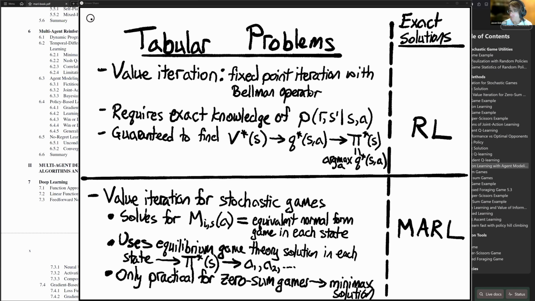Okay, so in order to calculate these exact solutions, the main exact solution technique you learn in reinforcement learning is something called value iteration. It's a very powerful technique. It is a fixed point iteration using the Bellman operator. The fixed point of the Bellman optimality operator is this unique optimal value function for the problem. So we have a very easy way of computing this optimal value function, though it does require that we have exact knowledge of the problem.